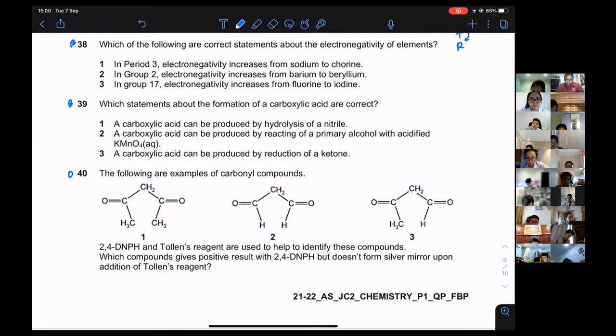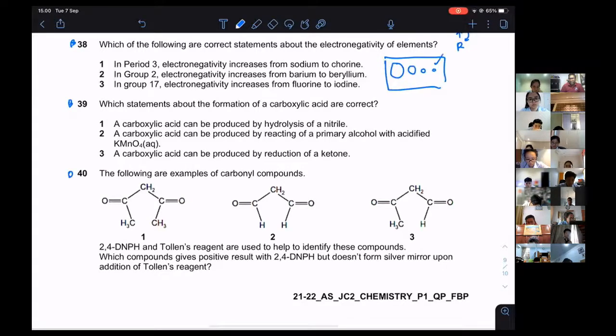But we can roughly use your periodic table, and then the size becomes smaller and smaller when you go to the right. We can predict the electronegativity from there. In period 3, electronegativity increases from sodium to chlorine. The answer is yes, because sodium is here and chlorine is here, so of course the attraction is going to be greater. That's why it's smaller, so they can attract the electron easier to themselves. So electronegativity increases, correct.